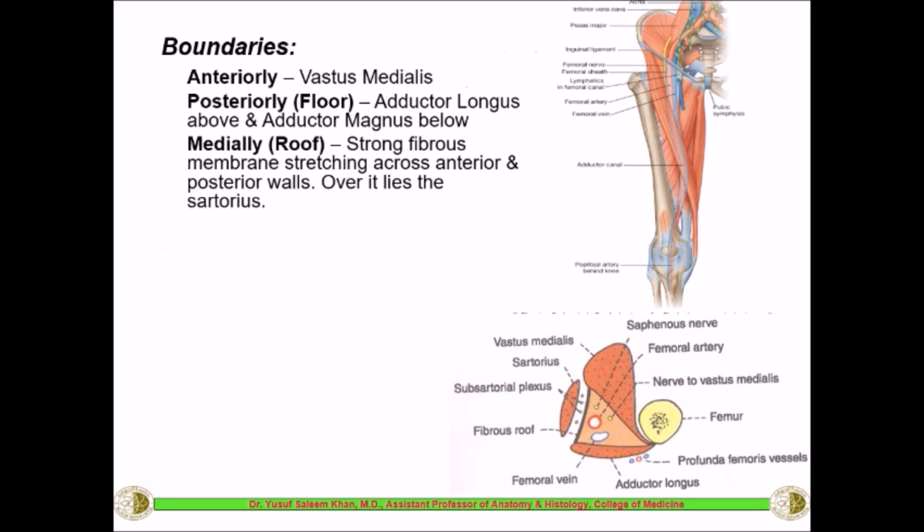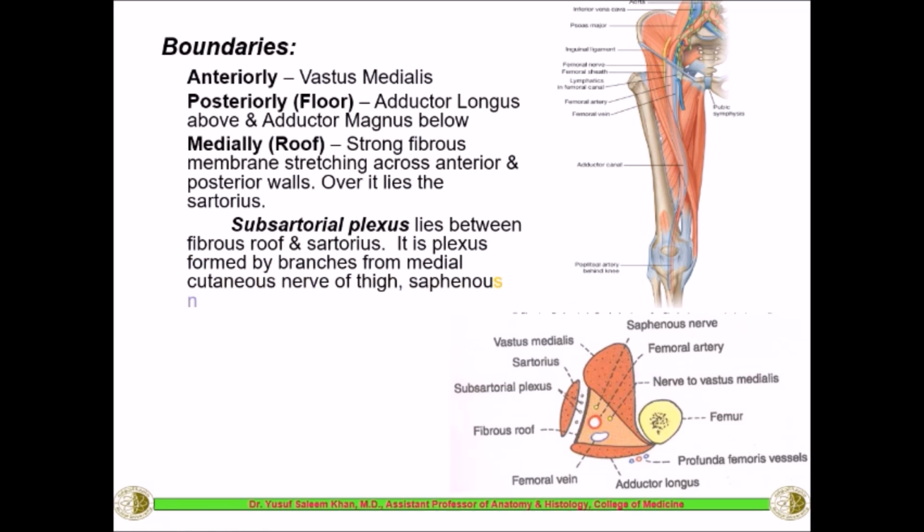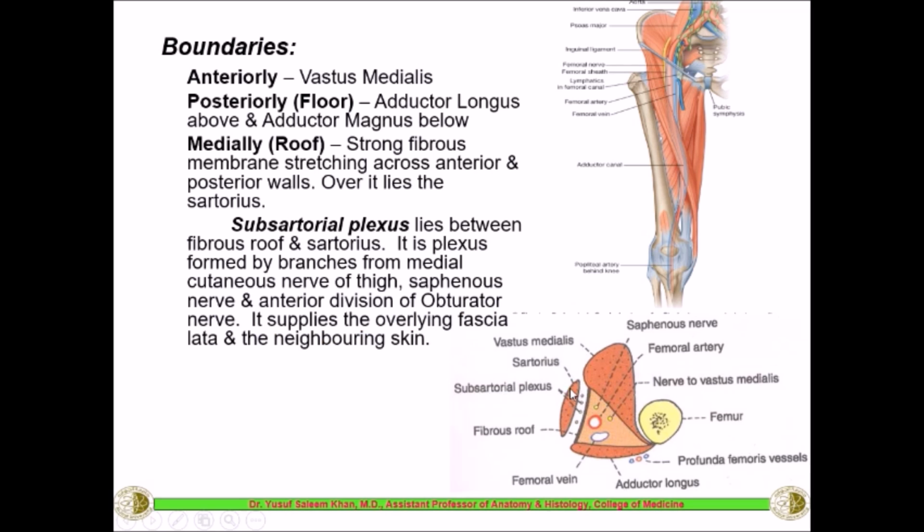And medially, or towards the roof, there is a strong fibrous membrane stretching across the anterior and posterior walls, and over it lies the Sartorius. So there is a strong fibrous membrane stretching from the vastus medialis up to the adductor longus. Over that is the Sartorius, and in between these two there is something called the subsartorial plexus of nerves. So if you can see here, there is a plexus. This is called the subsartorial plexus, between the Sartorius and this strong fibrous membrane.